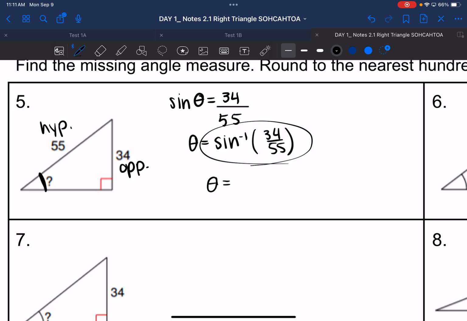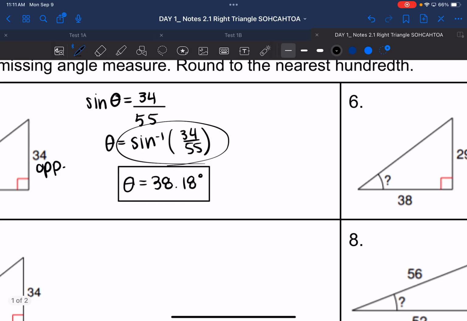All right, and rounded to the nearest hundredth, how many degrees is our theta? Very good. 0.18. Okay.